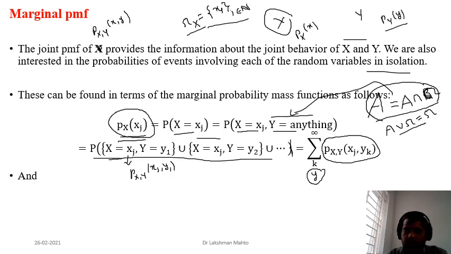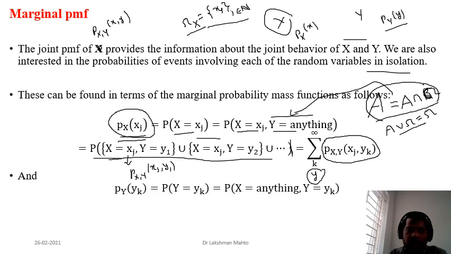Similarly, we can define the marginal probability of y. How? Go in the same pattern, because whenever we have two random variables jointly, we always take the first variable x as the first coordinate and y as the second coordinate. That's where this convention comes from. So here, the marginal probability mass function of y is defined by the probability that y takes value yk.